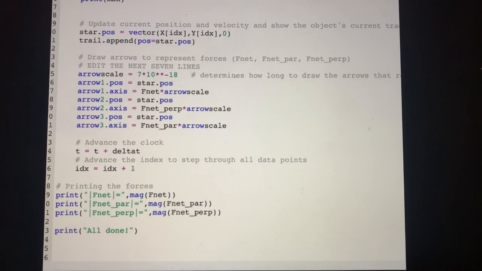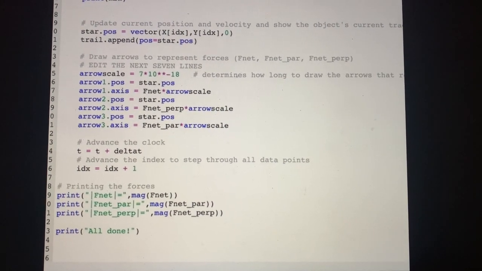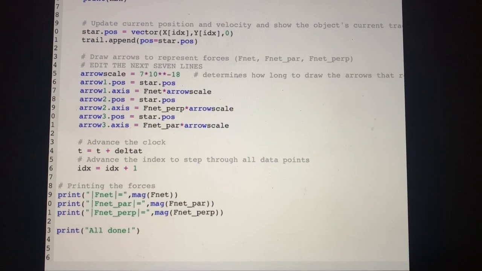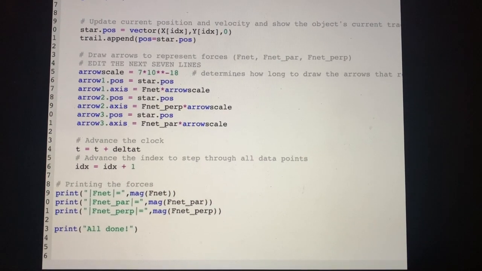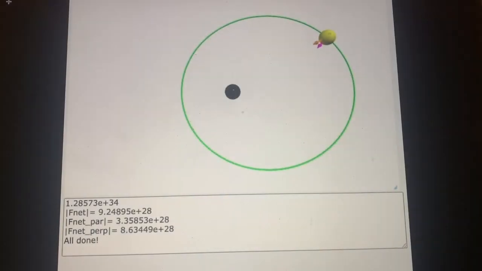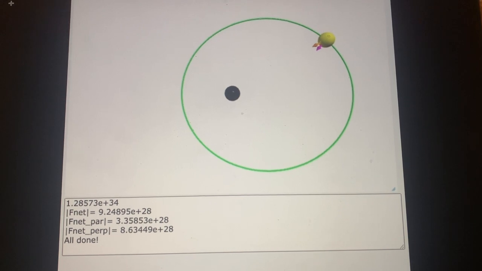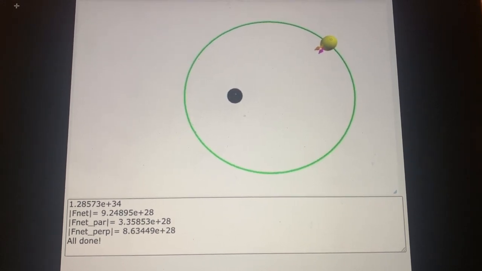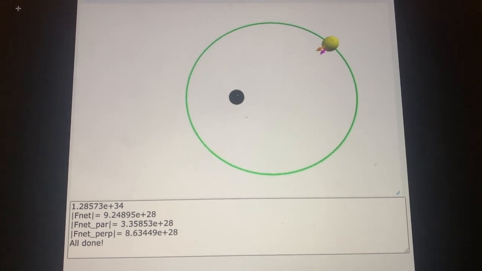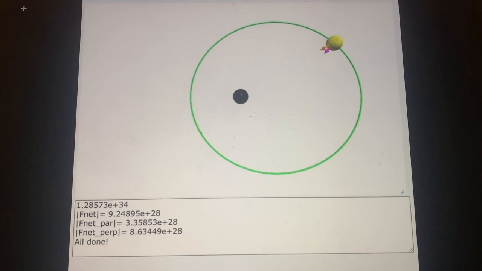The final step in the computer coding is to assign arrows that represent the perpendicular and parallel forces. Also, it is important to explicitly print the net force as well as the parallel and perpendicular components. As seen in the output, Fnet is equal to 9.248 times 10 to the power of 28 newtons, and the parallel component is equal to 3.35 times 10 to the power of 28 newtons. Finally, the perpendicular component is equal to 8.634 times 10 to the power of 28 newtons.